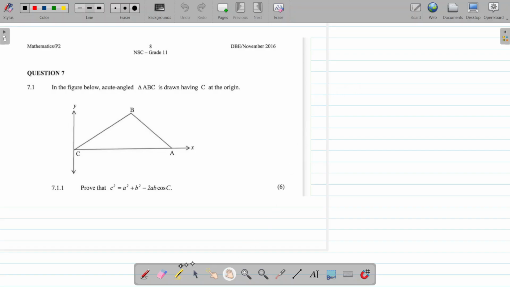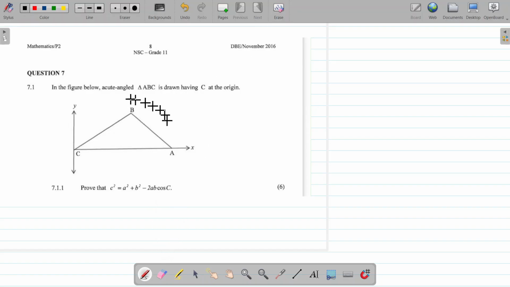Today I have this question from November 2016. It's a grade 11 question, but then it's also relevant to grade 12. It's a mathematics paper 2 question. Okay, cool. Now, it says that in the figure below, acute angled triangle ABC is drawn having C at the origin. So we have C at the origin right here. And then we also have A at the x-axis, and then B is at its particular place right there.